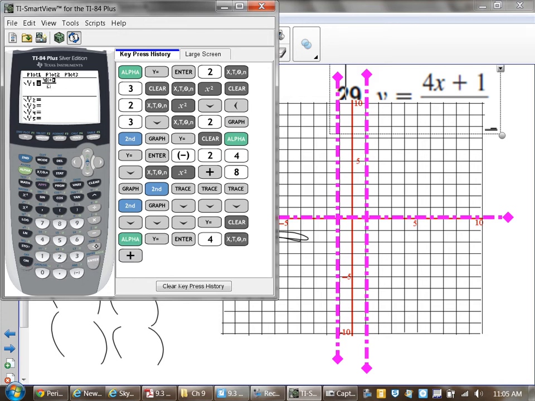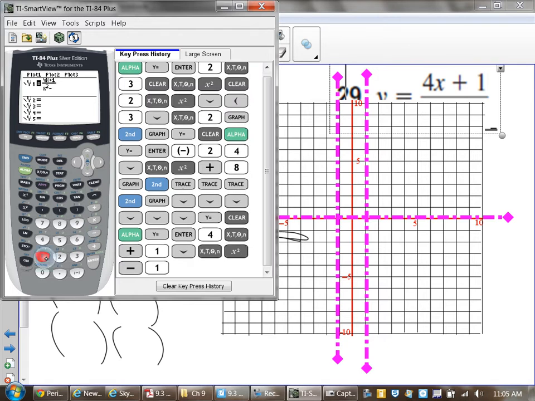Four x plus 1 over, what was the denominator again? X squared minus 1? I think. Do you see how there are 3 parts of this graph? That's wacky.